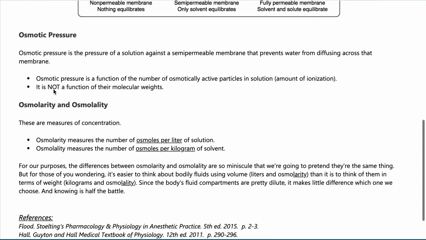Since the body's fluid compartments are pretty dilute, it makes little difference which one we choose, and knowing is half the battle.